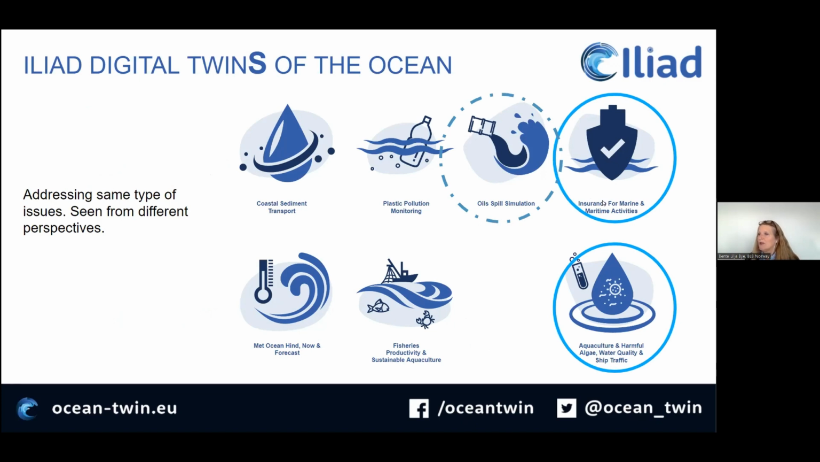So here, what I will tell a story about now is the insurance or risk monitoring pilot twin, and with the aquaculture and water quality twins. I have also highlighted oil spill. I could also highlight plastic pollution and coastal sediment transport, because it will be the example I will show how you can use modeling to model the drift of these different types of items in the ocean.